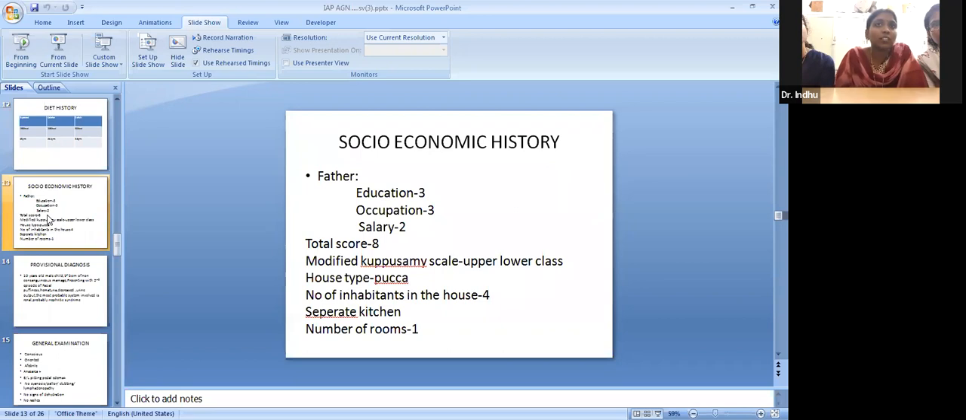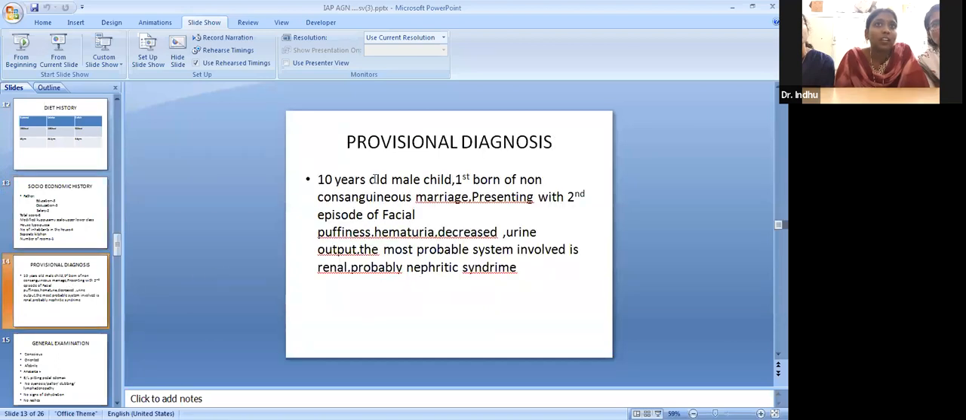Socioeconomic history: father, total score is 8, and according to the Modified Scale, the family comes under upper lower class, house type worker, number of inhabitants in the house 4, a separate kitchen with a single room. Provisional diagnosis: a 10-year-old male child, firstborn out of non-consanguineous marriage, presenting with second episode of facial puffiness, hematuria, decreased urine output. The most probable system involved is renal, probably nephritic syndrome.